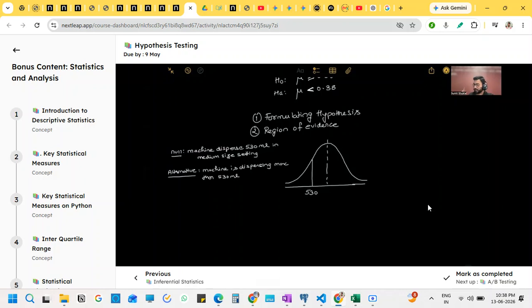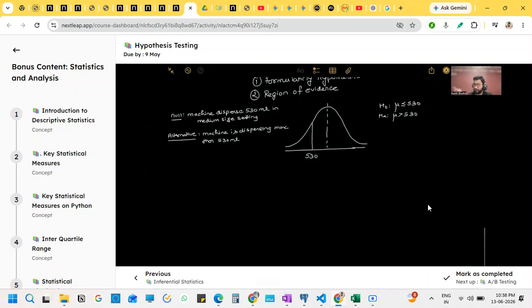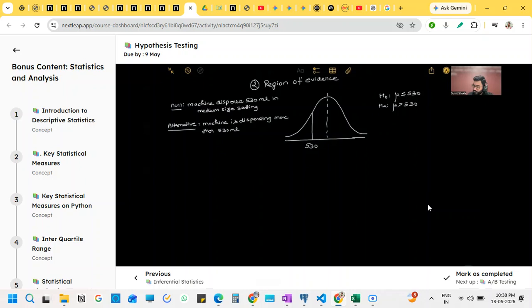Now the machine dispenses 530 ml. So what is my null hypothesis? Null is mu is less than or equal to 530. Alternative is mu is greater than 530. So if you want to prove that null is wrong, where should you get your result? Let me help you with the process. Once you have set up these assumptions, you have a machine. When you press medium, the machine should dispense 530 ml, right? Now, you believe that the machine is dispensing more than 530 ml.